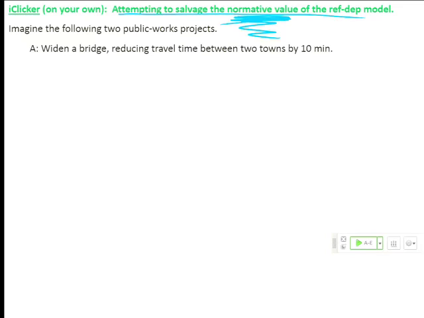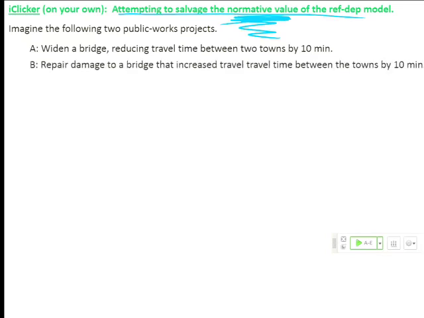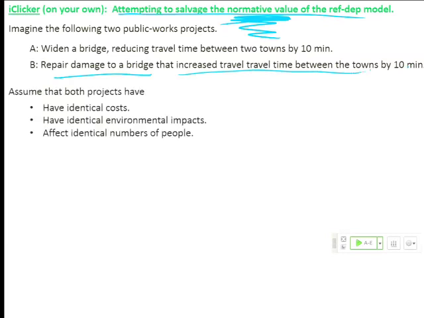So imagine the following two public works projects. These are infrastructure projects. A, widen a bridge, reducing travel time between two towns by 10 minutes. Another is repair damage to a bridge. I think I'm actually modifying his example a tiny bit. Widen an existing bridge, reducing travel time between two towns by 10 minutes, or repair damage to a bridge that was done recently, where the damage increased travel time between the towns by 10 minutes. Assume that both projects have identical costs, have identical environmental impacts, and affect identical numbers of people.